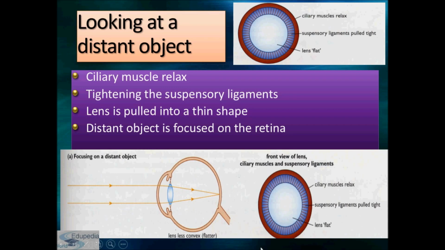So this is the front view of the lens. This is the lens, this is the ciliary muscles and these are the ligaments. These ciliary muscles relax when we focus on a distant object, whereas it tightens the suspensory ligaments and the lens is pulled into a thin shape. So this is how it happens when we look at a distant object.